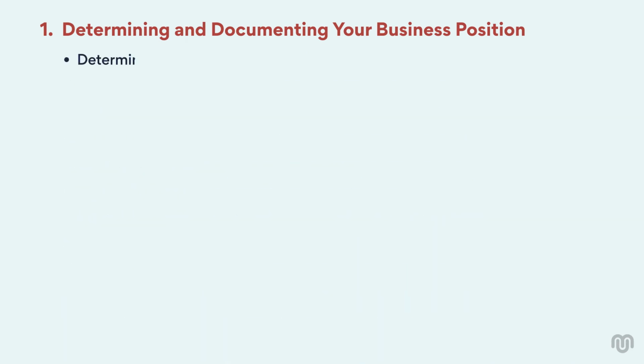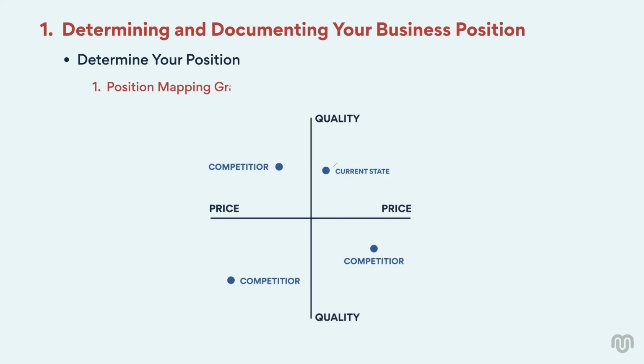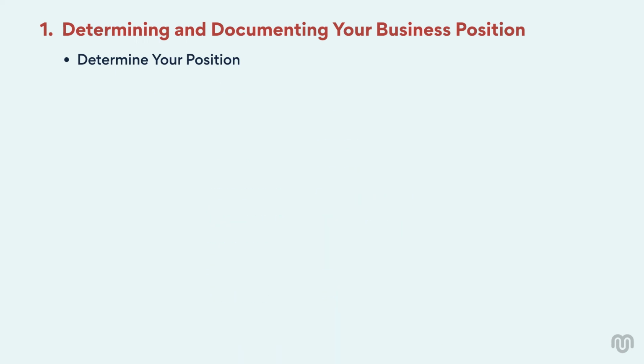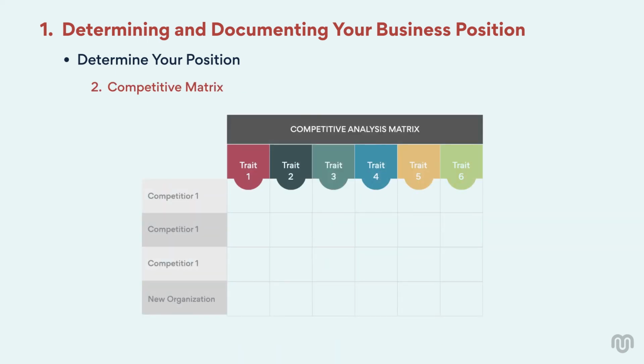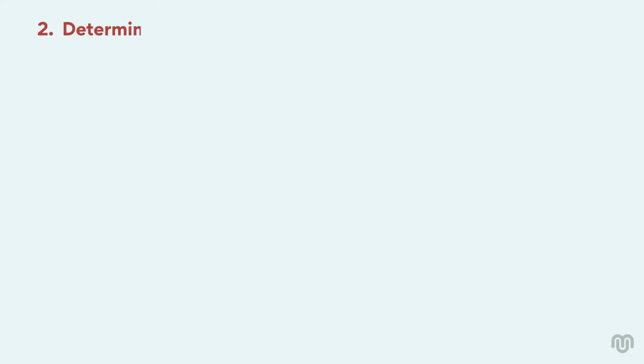There are two most reliable ways to determine your position. Number 1, position mapping graph. Number 2, competitive matrix. Let's start with determine and draft your competitive advantages.